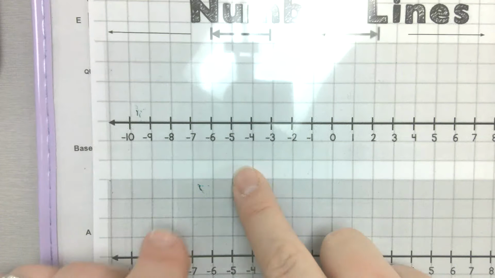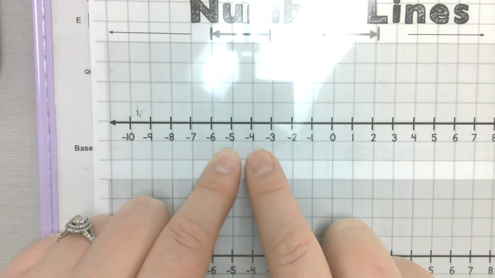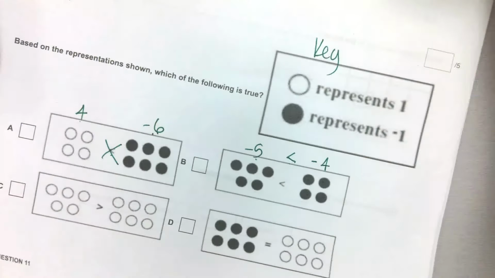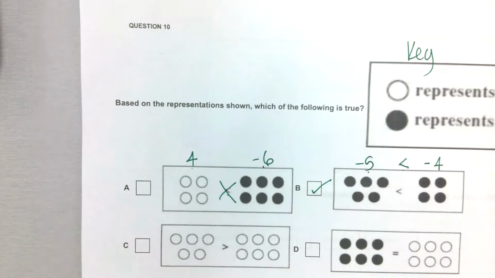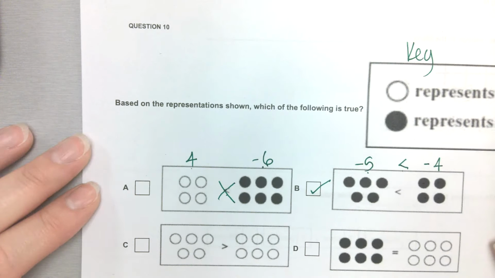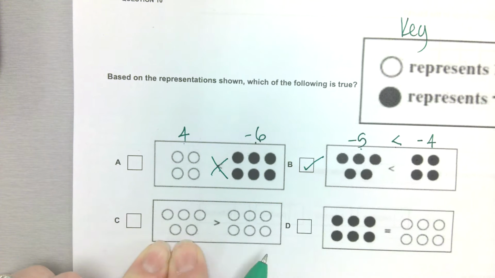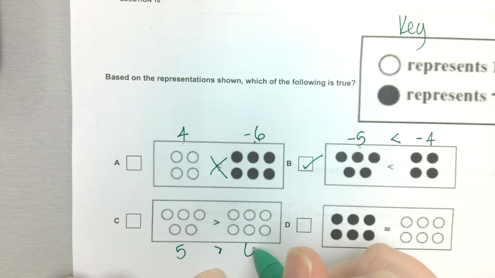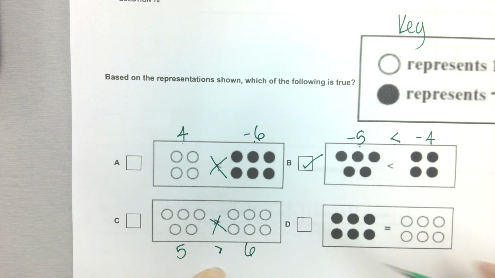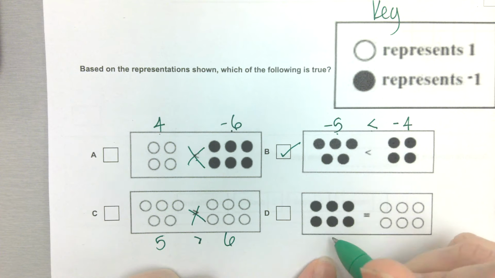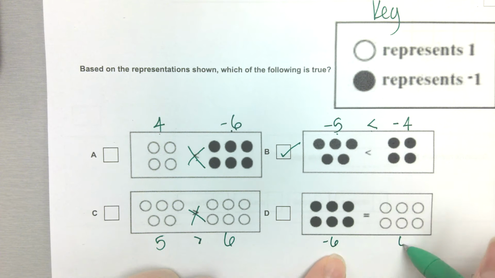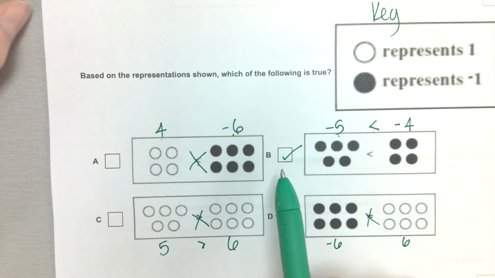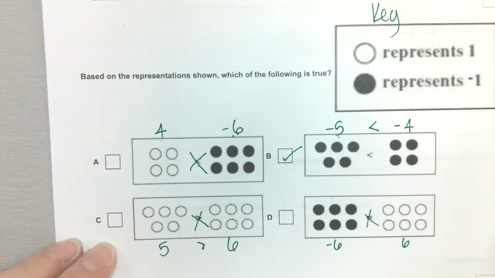Is negative 5 less than negative 4? If we think about our number line, negative 5 is to the left of negative 4. So negative 5 is less than negative 4. That one is true. Let's go check all of our answer choices just to be sure. Here we have a positive 5 is greater than a positive 6. That's not true. And here we have a negative 6 is equal to a positive 6. That's not true. So our answer choice here would be B.